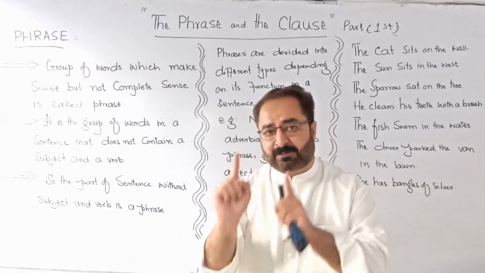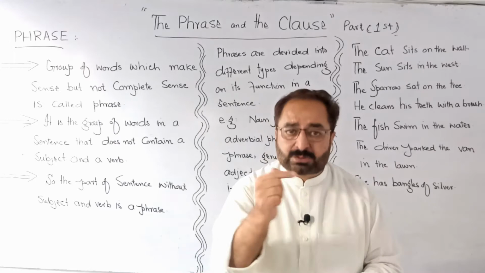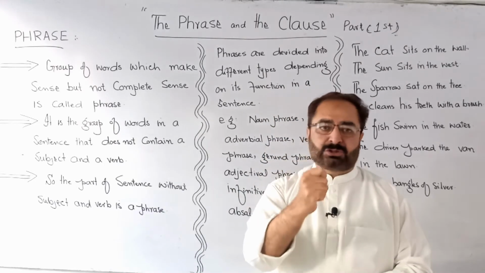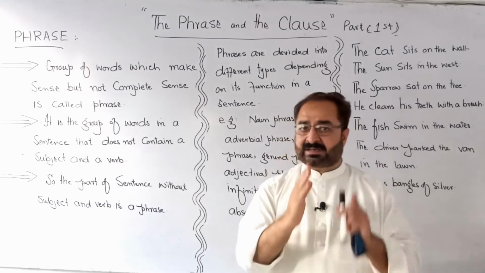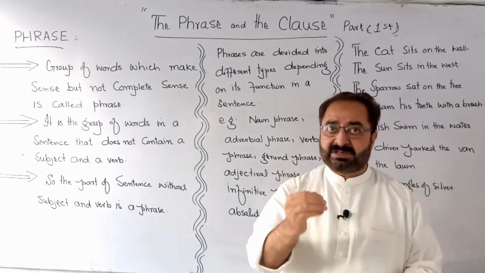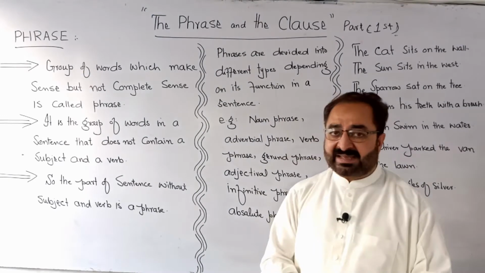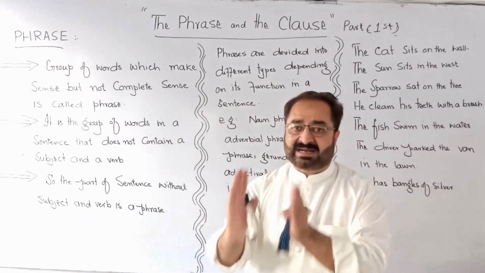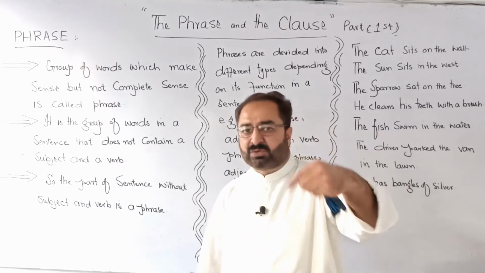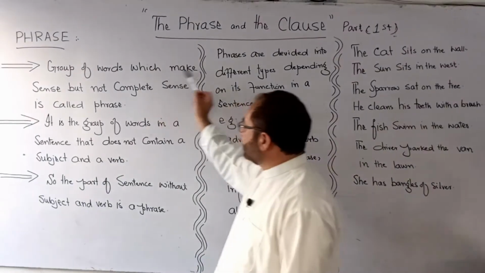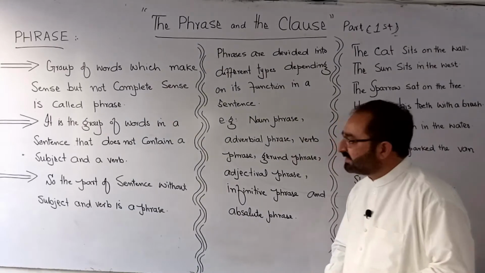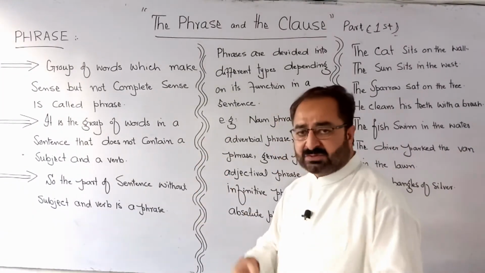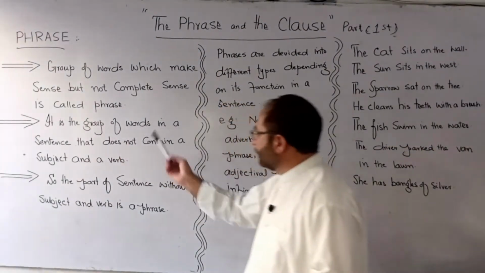That group or that part of a sentence has its own meaning, but its meaning is incomplete. It is not able to give us a perfect or complete meaning in a complete way. That's why we say that the part of a sentence which has a meaning but the meaning is not completed, or in other words, a group of words which make sense but not complete sense, is called a phrase.